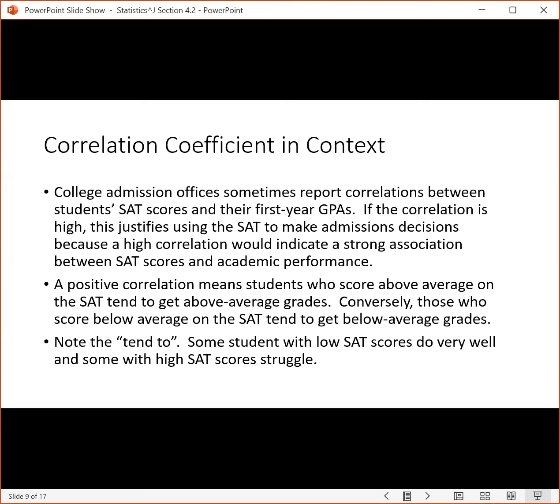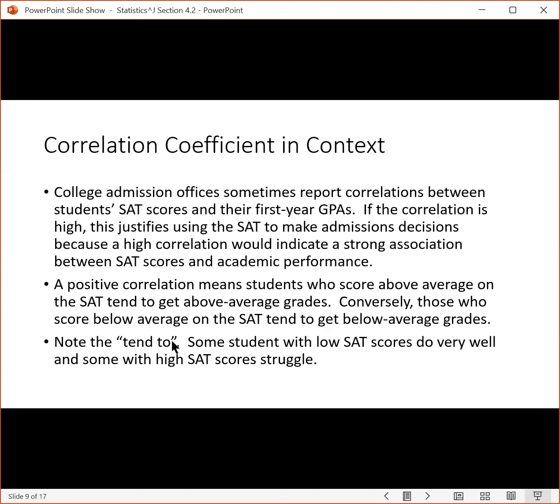A positive correlation means students who score above average on the SAT tend to get above average grades, right? That's a good thing. Conversely, those who score below average on the SAT tend to get below average grades. So the positive correlation tells us that the SATs and grades are linked, which tells us that if we were to accept students who have high SAT scores, they're likely to be successful. And if we accept students with low SAT scores, they're less likely to be successful.